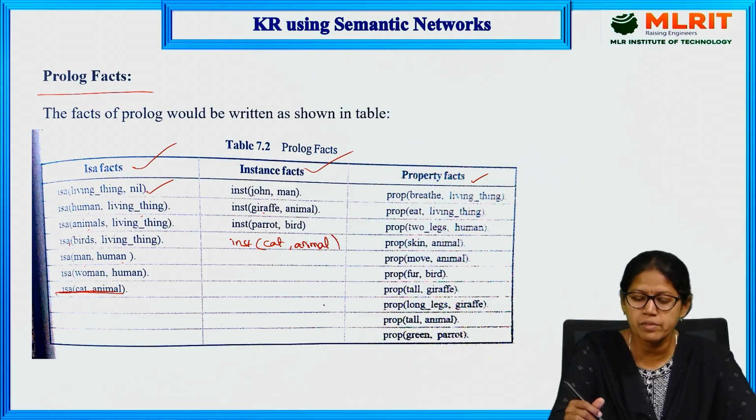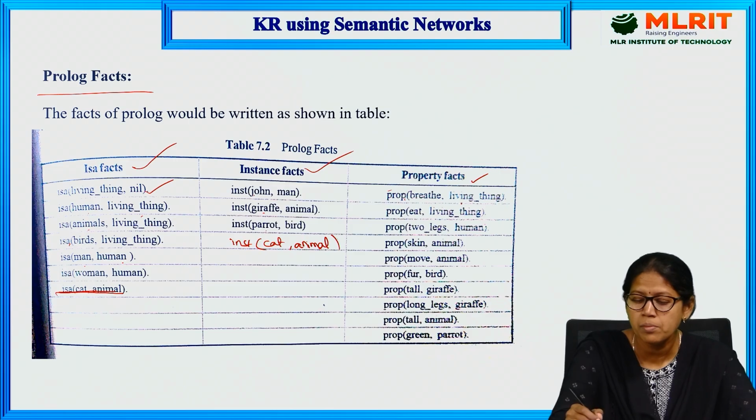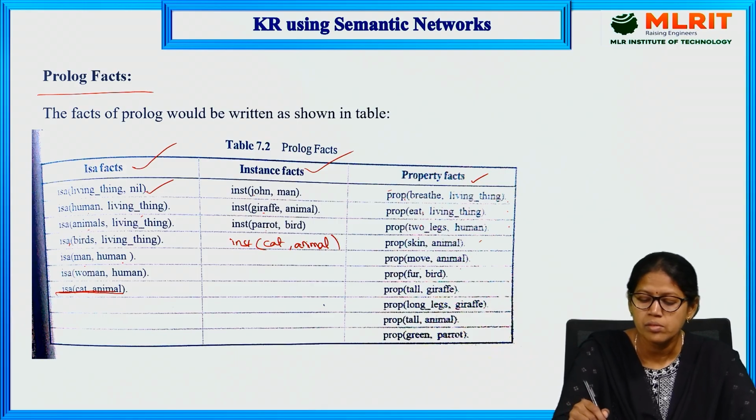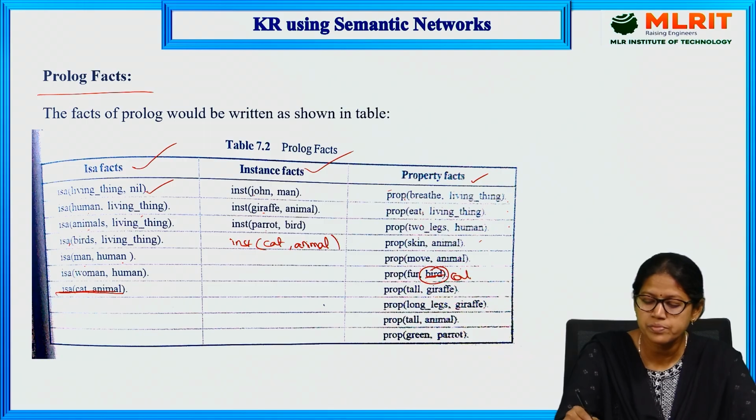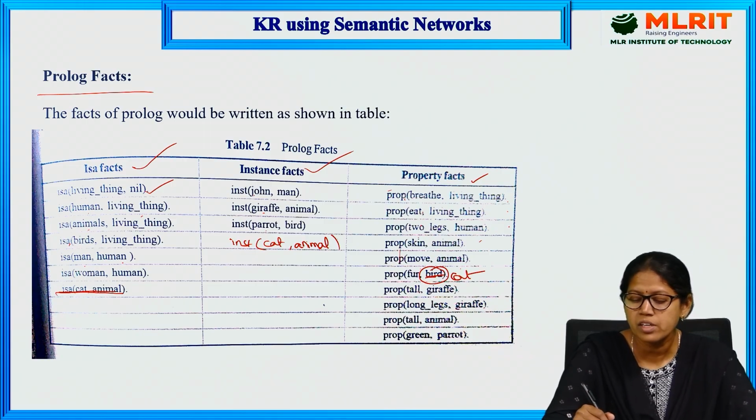Next, property facts. Prop is the relation name. Breathe, living thing. Eat, living thing. Two legs, human. Skin, animal. Move, animal. Fly, bird. Fur, cat, not bird. Prop: tall, giraffe. Long legs, giraffe. Tall, animal. Green, parrot.